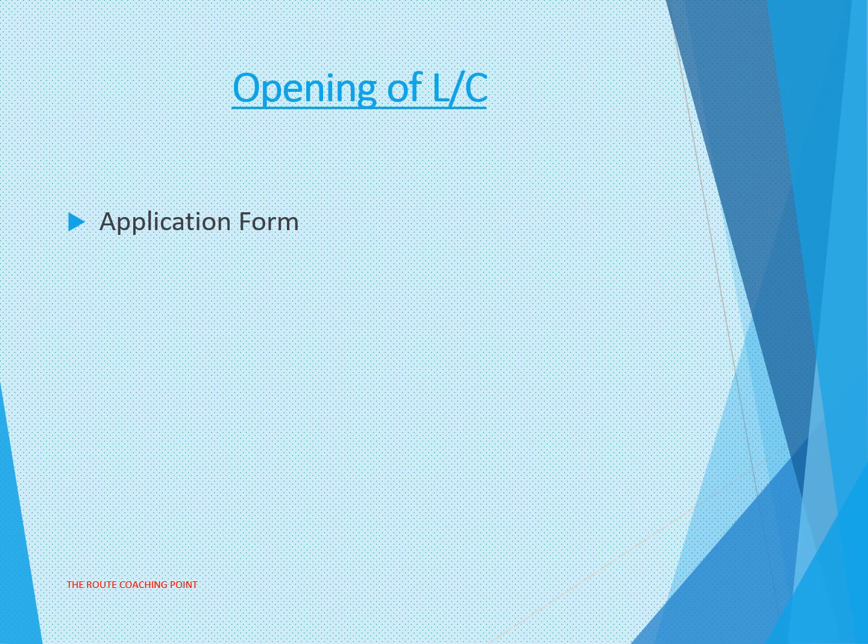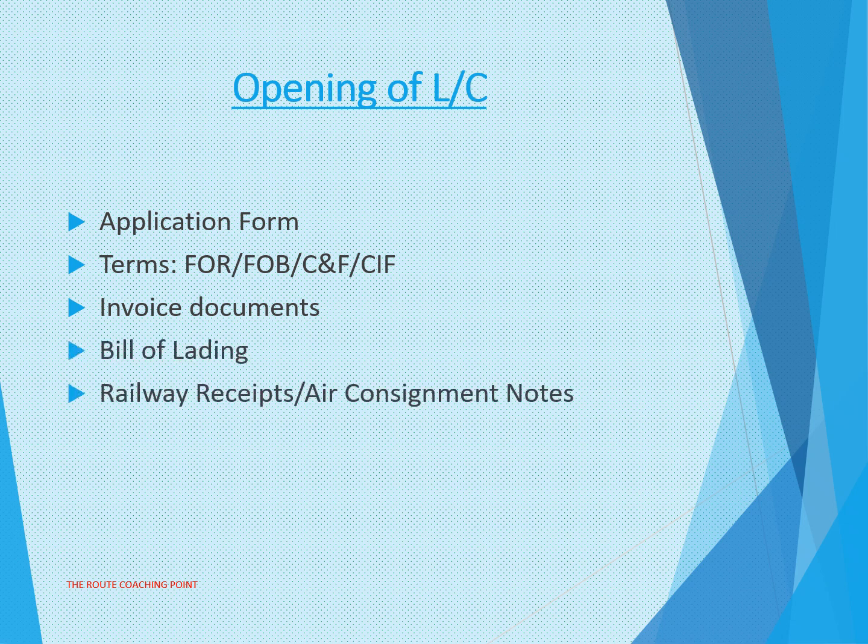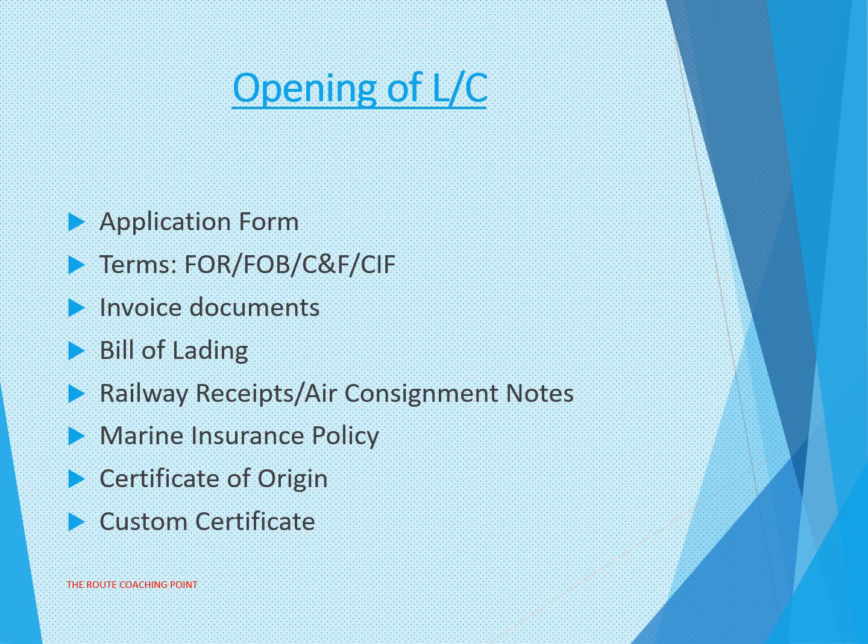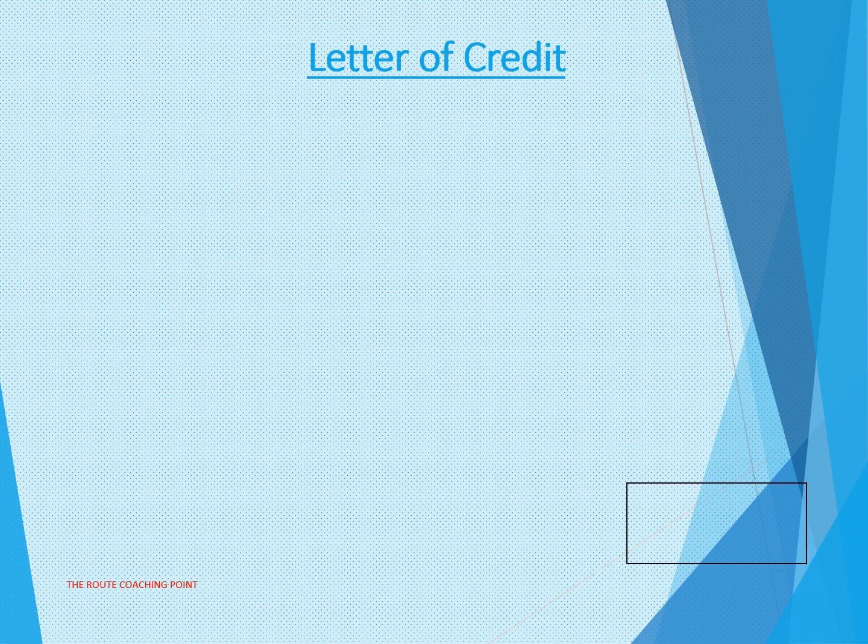Now what we need for opening of LC: application form, terms, okay, invoice documents, bill of lading, railway receipts, air consignment notes, marine insurance policy, certificate of origin, custom certificates. So let's see the flow cycle of LC. Okay, this slide is very important to understand the LC. So let's start.